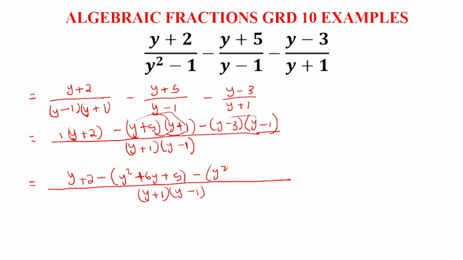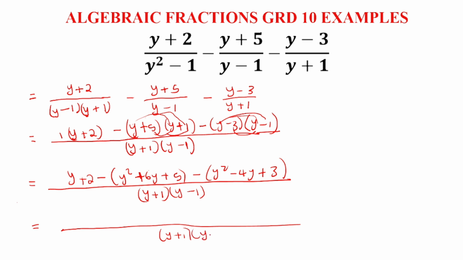Y times y will give us y squared. Y times minus 1 will give us minus y, minus 3 times y will give us minus 3y. So therefore minus y minus 3y will give us minus 4y. Negative and negative will give us plus 3 times 1 will give us 3, close bracket. Therefore all over the LCD again until we finish simplifying the numerator. This is going to be y plus 2, multiply by the negative, don't forget the negative, y squared minus 6y minus 5 minus y squared plus 4y minus 3y.